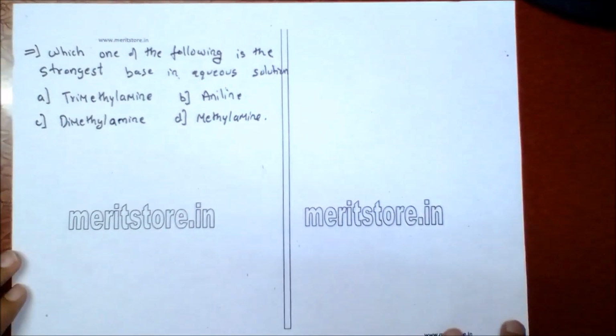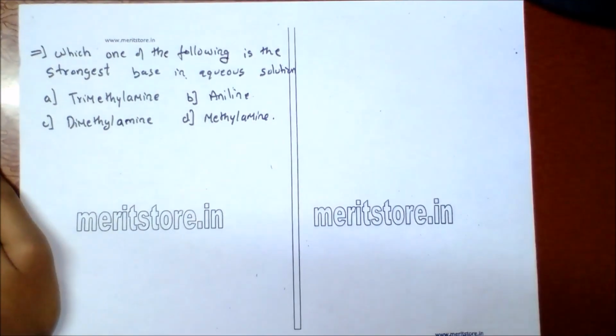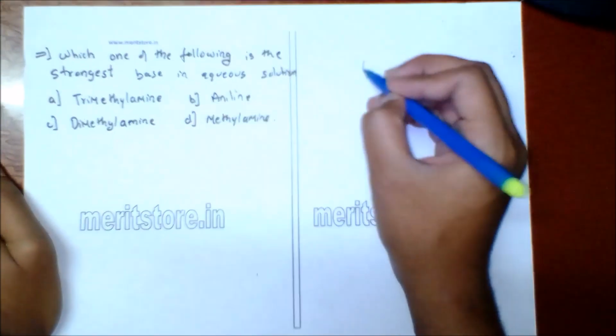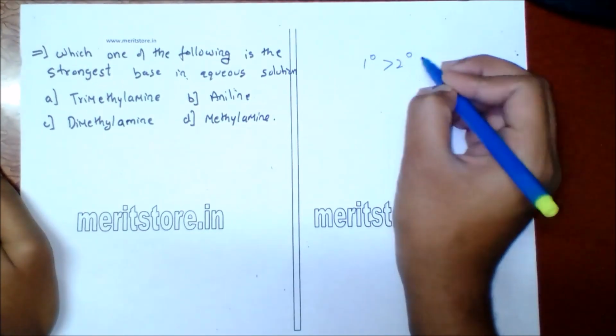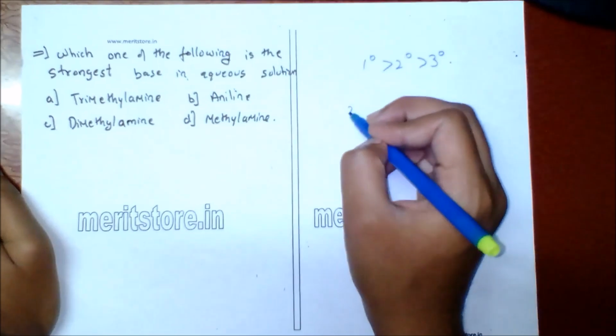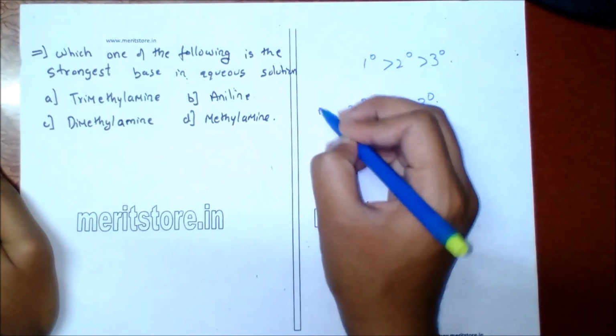Which one of the following is the strongest base in an aqueous solution? A. Trimethylamine, B. Aniline, C. Dimethylamine, D. Methylamine. In aqueous solution, the basic order is primary, secondary, and tertiary amine. And with methyl group, it is secondary, primary, and tertiary.